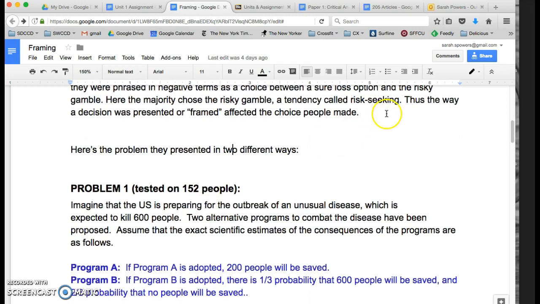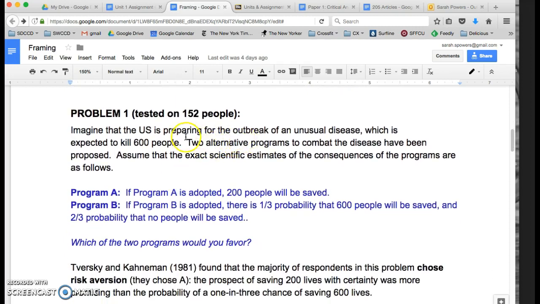They gave two groups of students two sets of choices based on the exact same data, and each group made a completely different decision, the opposite decision, simply because of the way it was framed. So here's the problem. If the US is preparing for an outbreak of some kind of unusual disease, it's expected to kill 600 people. If we look at Program A versus Program B: if Program A is adopted, 200 people will be saved. Program B, there's a 1/3 probability that 600 people will be saved, but a 2/3 probability that no people will be saved.